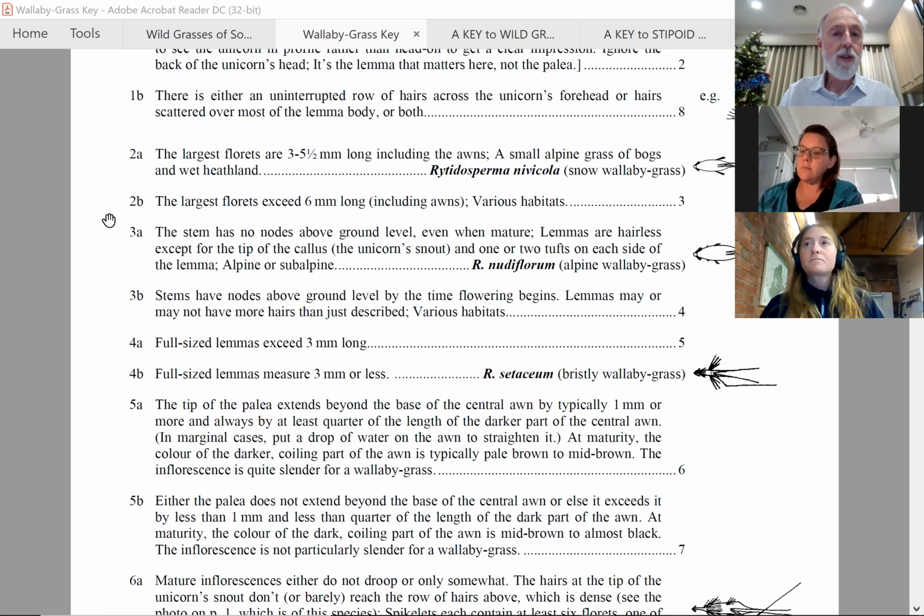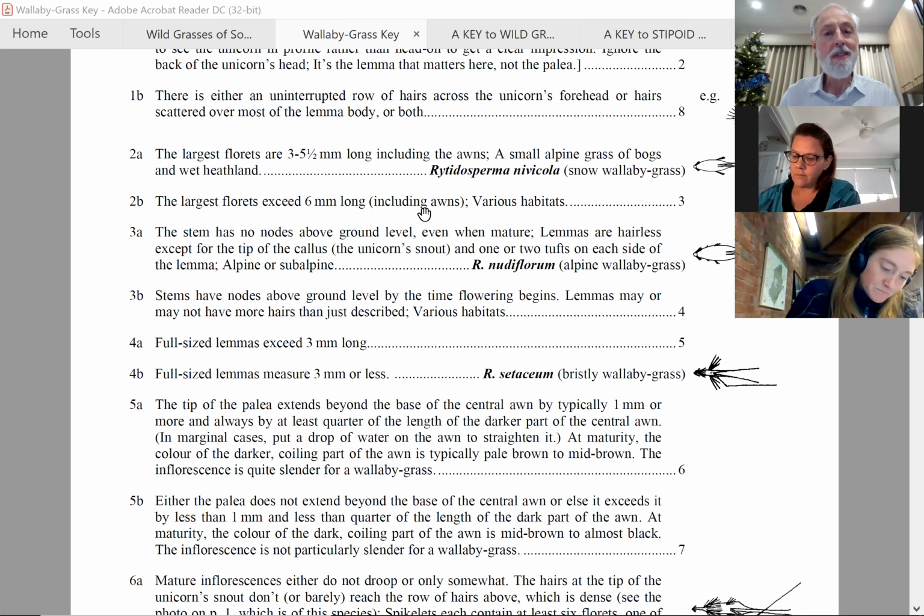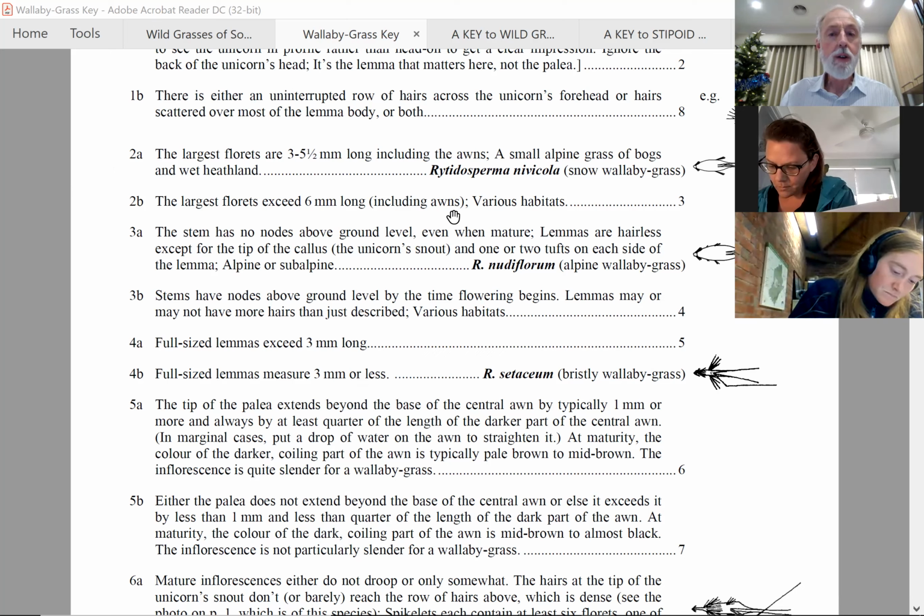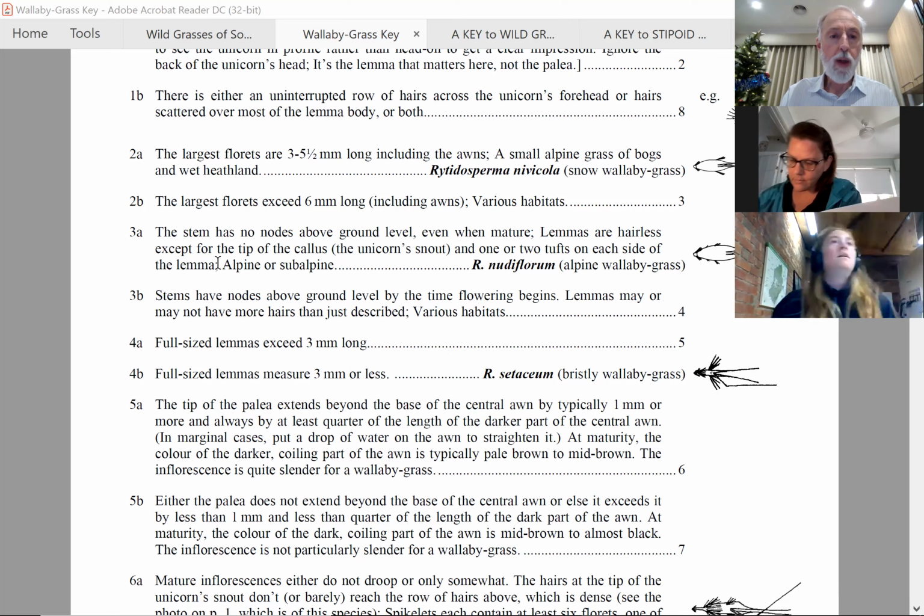2B says the largest florets exceed 6 millimeters long, and indeed we've got around 12. That's one measurement we've got, including the awns. Various habits go to 3. So on my breadcrumb trail, I'd be adding to the 2 or 1. I had 1A, 2. I'd now put B, 3, and start with 3A.